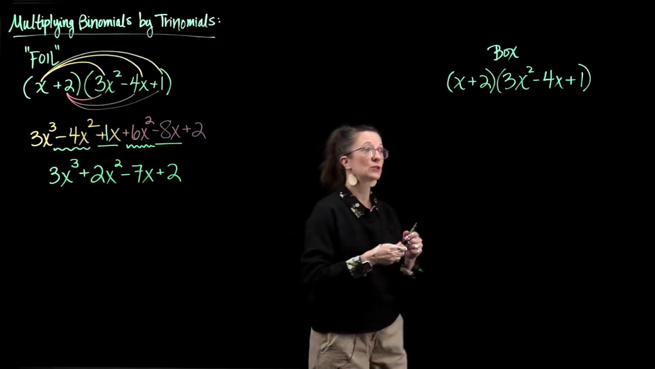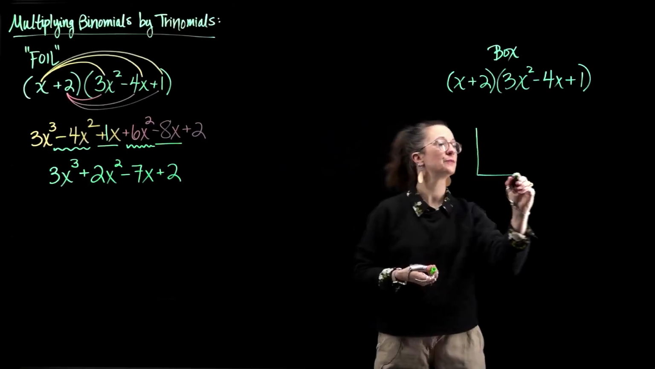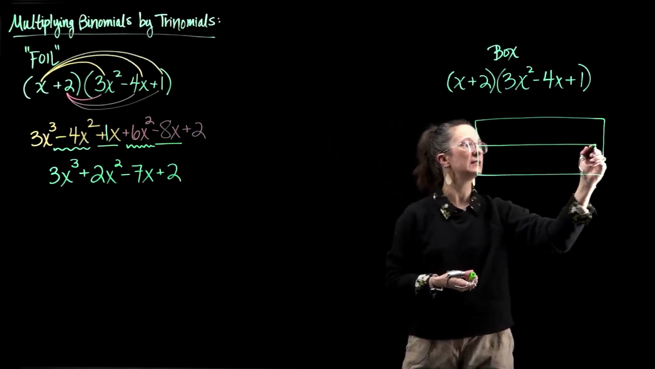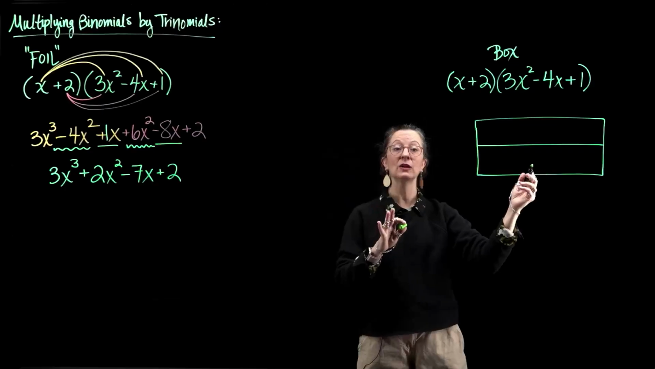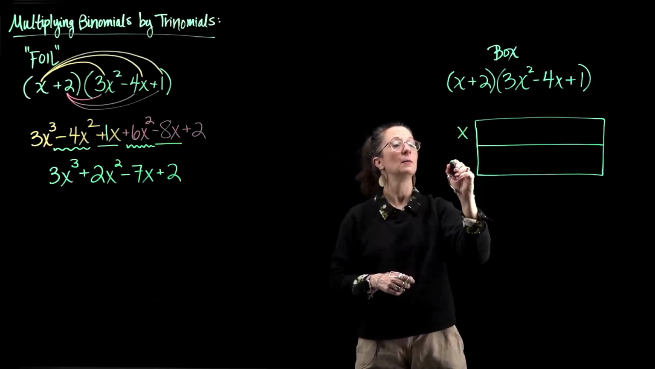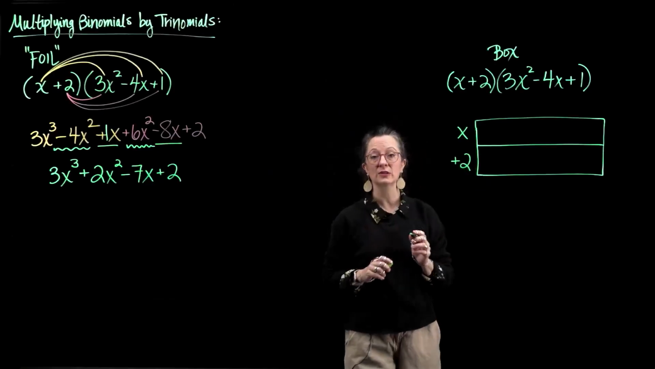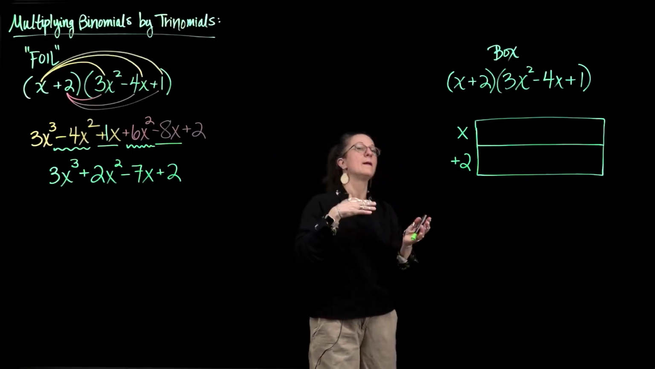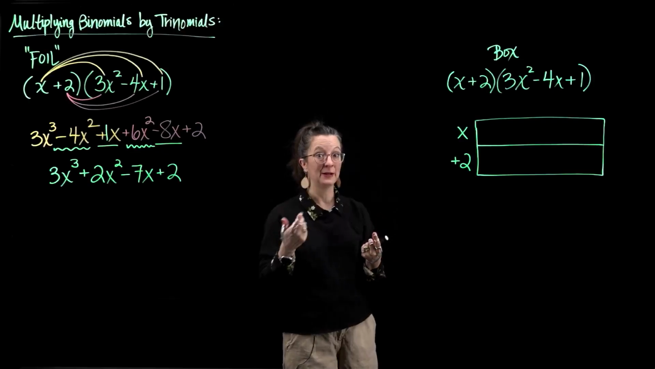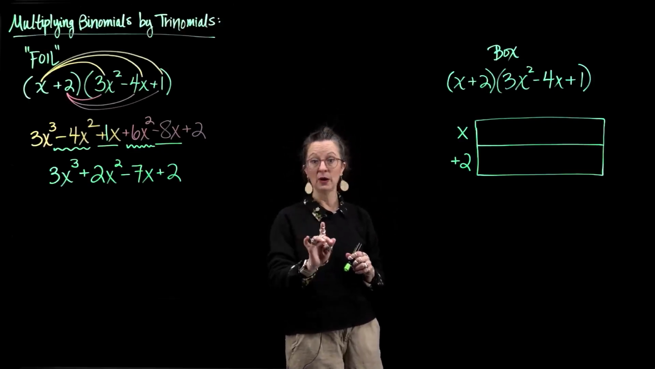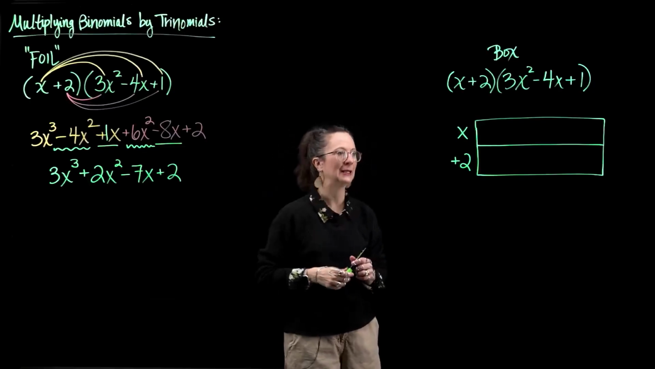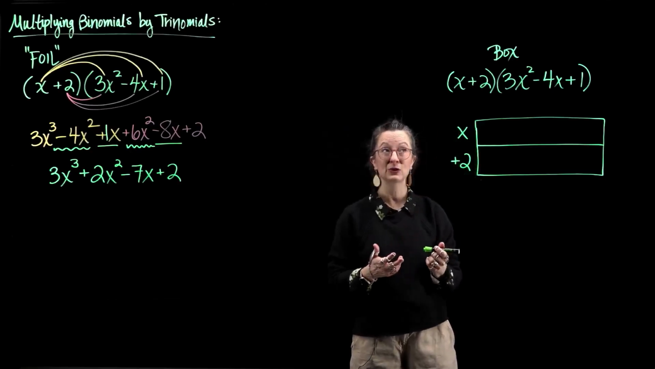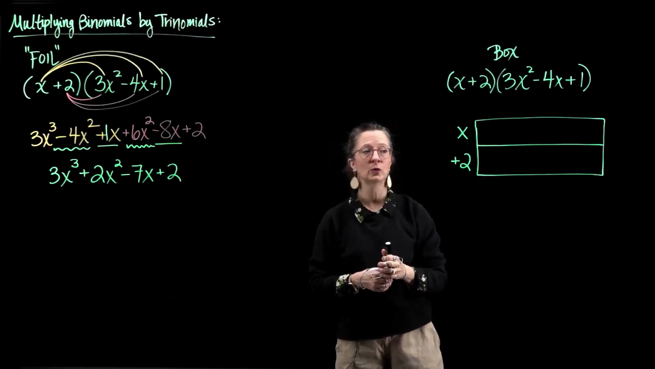This time, instead of drawing a square, I'm going to draw a rectangle. I'm going to divide it horizontally down the middle, and that's going to be so that I can write my x plus 2 on the outside for that binomial. Now, if you have not watched my video on box method multiplying a binomial by a binomial, I'm going to suggest you pause, go back and watch that, and then come back here. All right, so the top row is going to be for x, and the bottom is for the plus 2. That takes care of that binomial we're multiplying by.